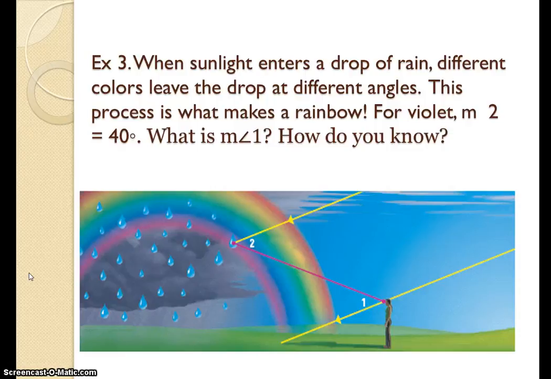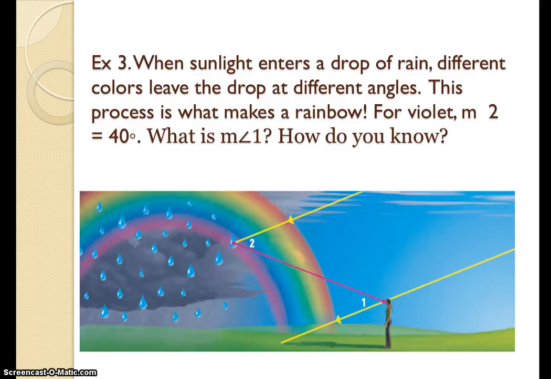But when sunlight enters a drop of rain, different colors leave the drop at different angles, and this is what's making a rainbow. So for violet, the measure of angle 2, which is this right here, so the rays of sun are what's in yellow here. The purple is what we see. This angle is formed between the ray of sun and the angle that we're looking at it. So this angle 2 is 40 degrees. I want to find the measure of angle 1.